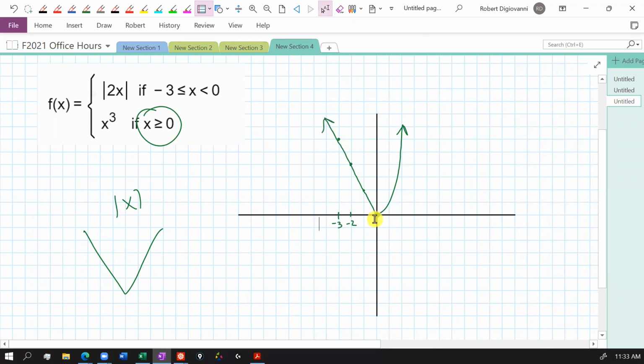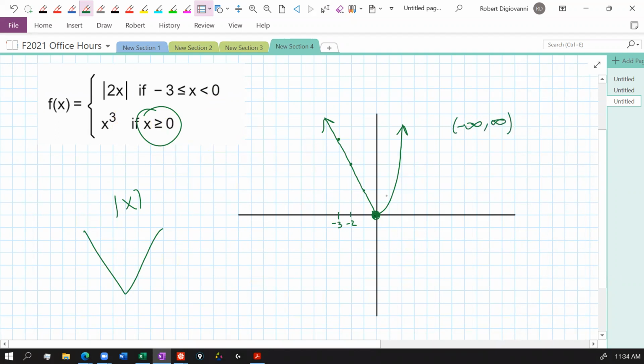And it comes and it stops at 0. So there should be an open hole there, but that x cubed fills that hole in. So everything's nice and solid. So the domain of this is everything. Let's talk about it before we go answer questions. The domain of this is -infinity to infinity.